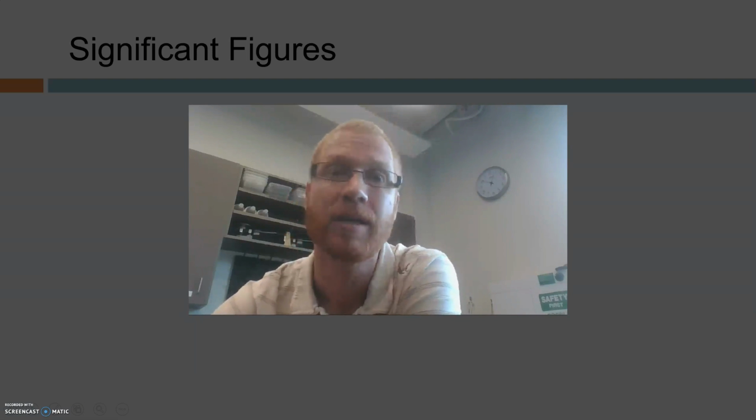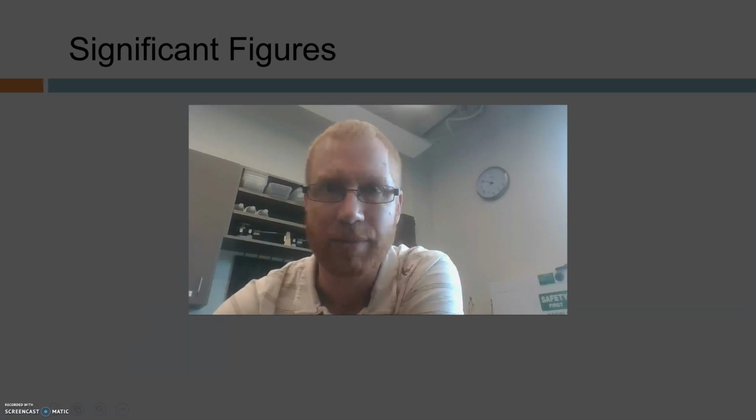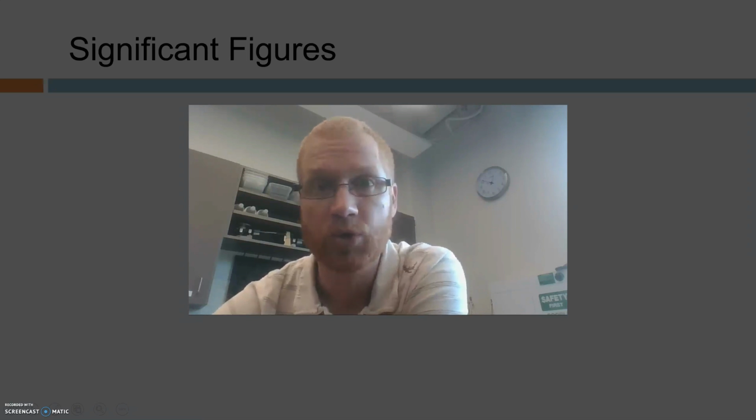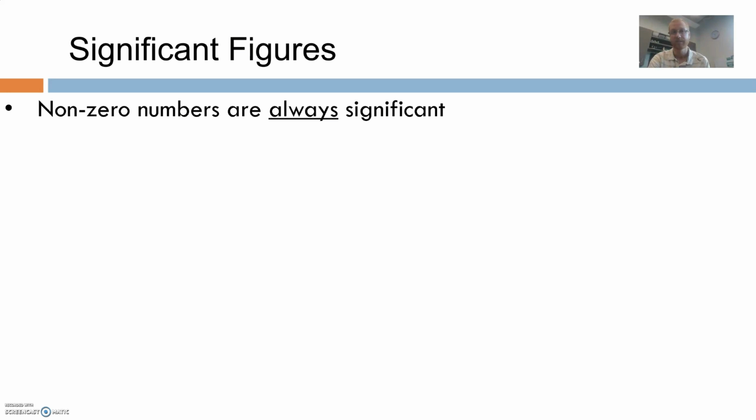Okay, what significant figures are is they are the digits in a number that improve the accuracy of the measurement. Okay, that show the measurement accuracy. So there's some rules to determine which numbers are significant and which numbers are not. All right, so the first rule is this. If the number is not 0, it is significant. Well, that takes care of most of them right there.